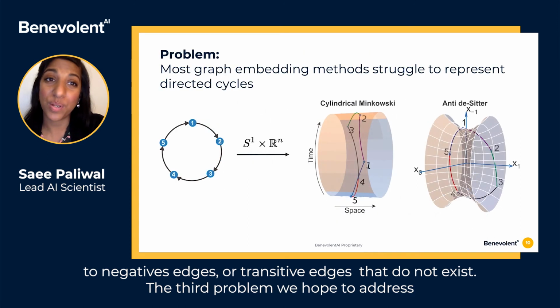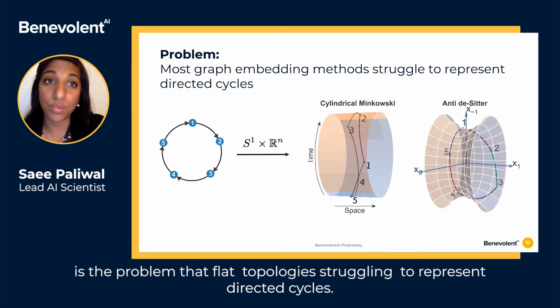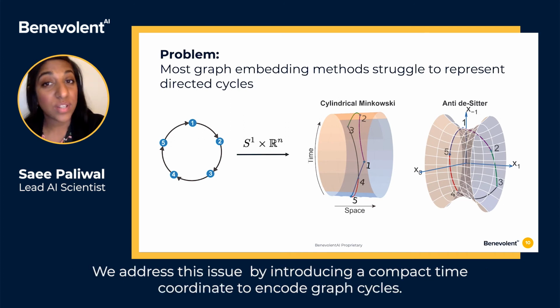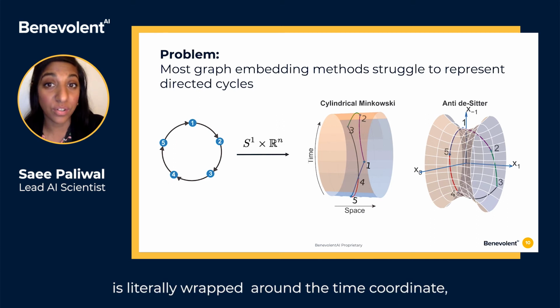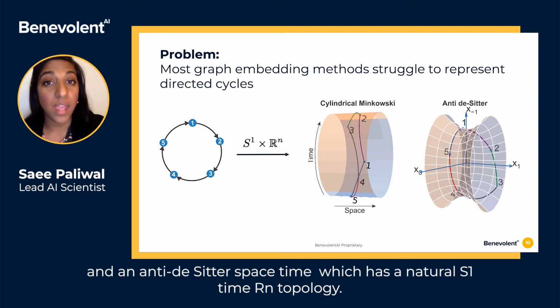The third problem we're hoping to address is the problem that most graph embedding methods struggle to represent directed cycles. We address this issue by introducing a compact time coordinate to encode graph cycles. Here we consider a cylindrical Minkowski spacetime, in which space is literally wrapped around the time coordinate, and an anti-de Sitter spacetime, which has a natural S1 times Rn topology.